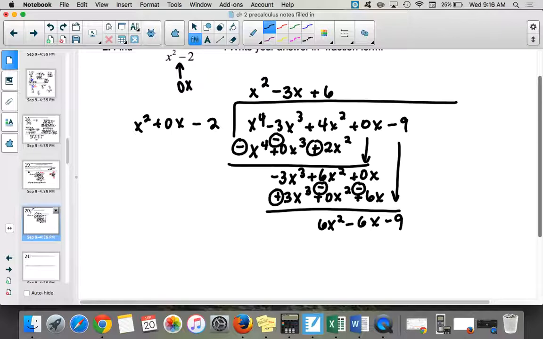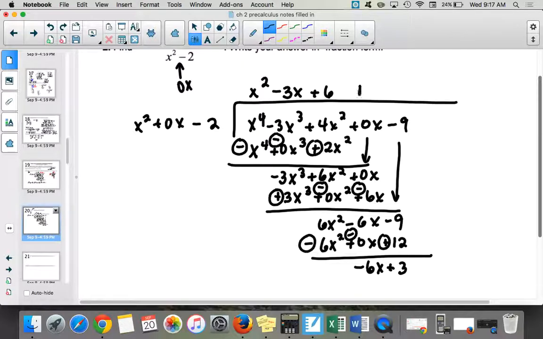Is it still following the pattern? X squared, x, and the number? Yep, we're good. So 6 times x squared is 6x squared. 6 times 0x is 0x, and 6 times negative 2 is negative 12. Draw the line, and change the signs. So what is our remainder? 6x plus 3. Ah, good job, guys. Usually people are like 3. They forget the x's. So our remainder is that.